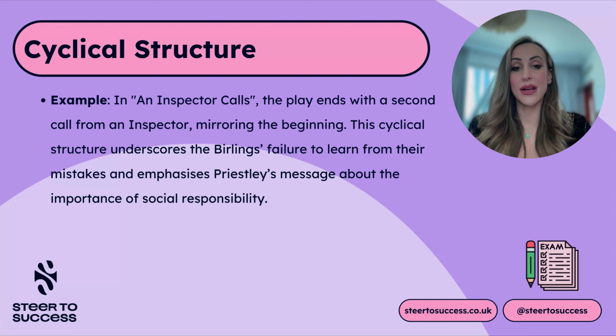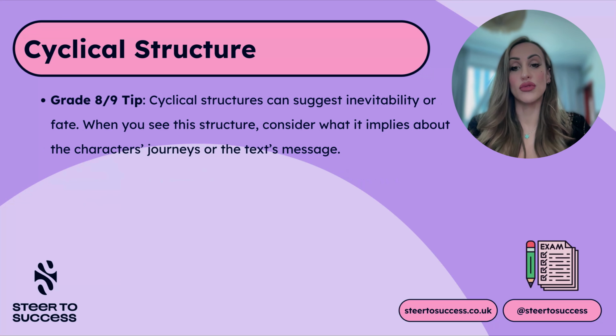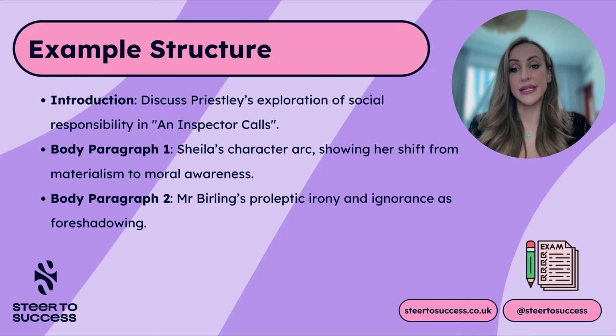So as an example, again, from An Inspector Calls, the play ends with a second call from an inspector, mirroring the beginning. This cyclical structure underscores the Birlings' failure to learn from their mistakes and emphasizes Priestley's message about the importance of social responsibility. And as a grade 8 or grade 9 tip, cyclical structures can suggest inevitability or fate. When you see this structure, consider what it implies about the character's journey or the text's message.